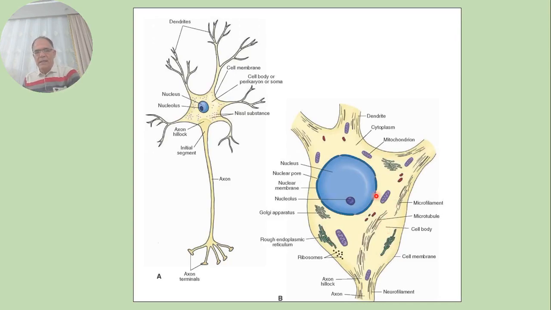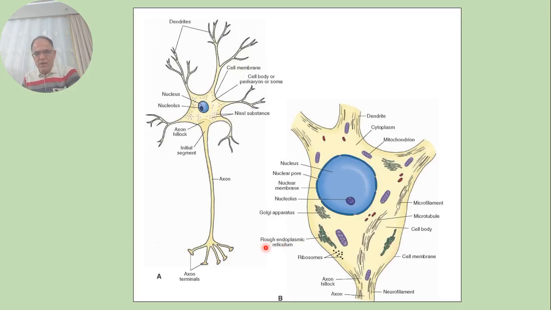skeleton, or cytoskeleton. The cytoskeleton is made up of two specific proteins called microfilaments and microtubules. The cytoskeleton supports the cell body and extensions, dendrites and axons, and gives the cell its specific shape.